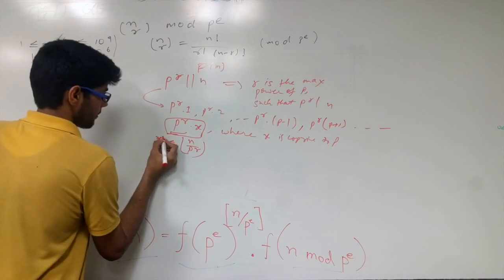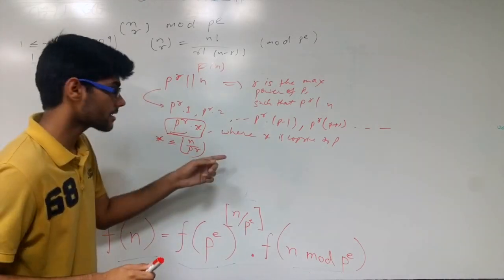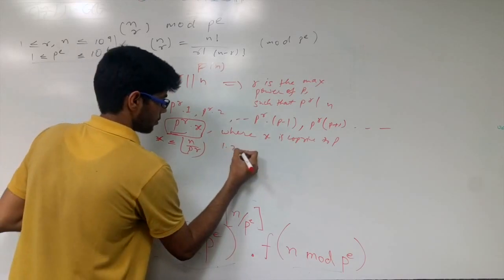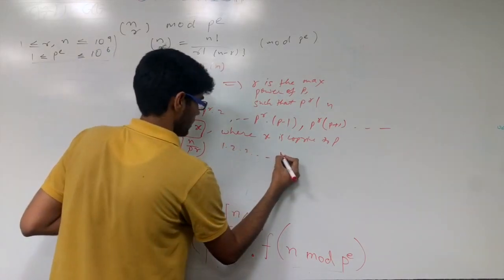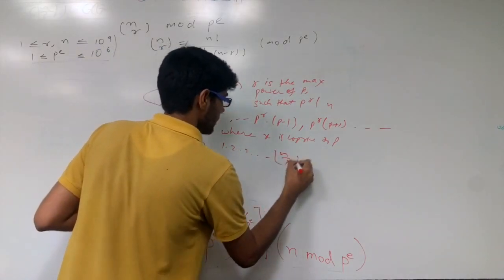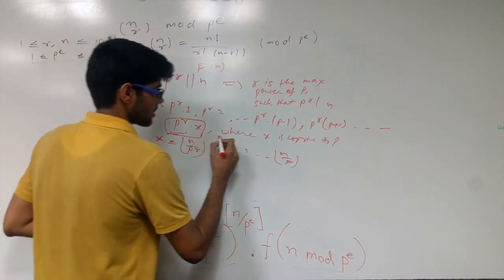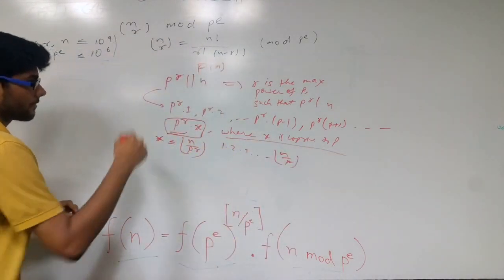And for all these numbers we have to multiply x, so we have to multiply 1, 2, 3, and so on till n by p to the r, but we have to multiply only those which are co-prime to p, because that is how we have defined this.